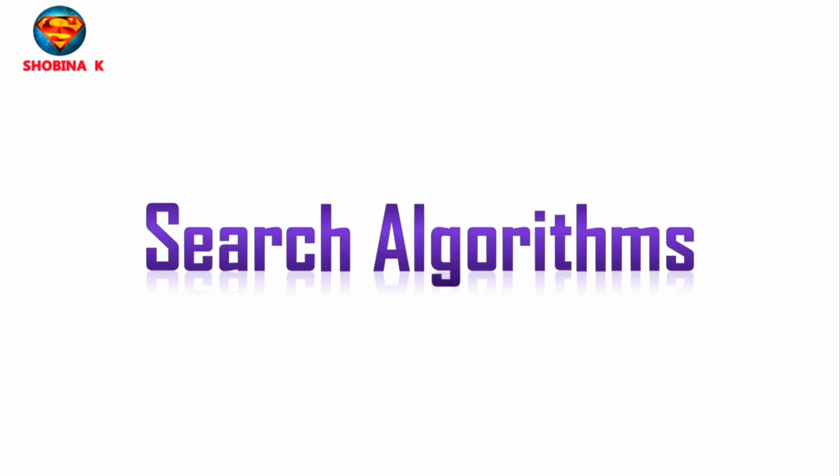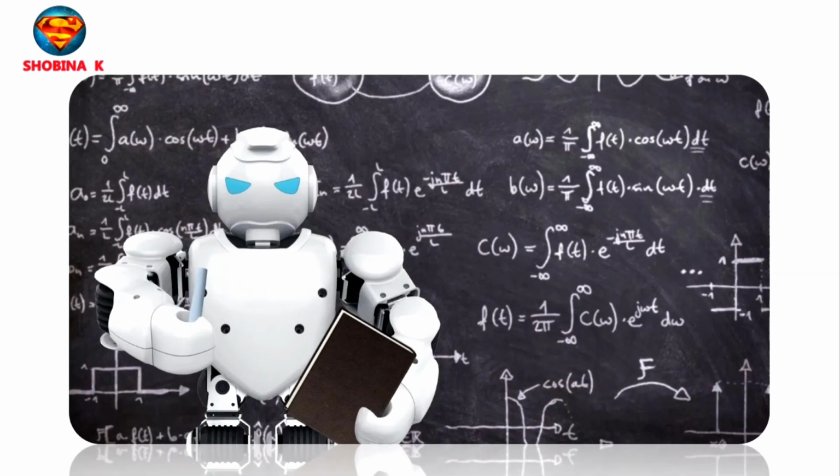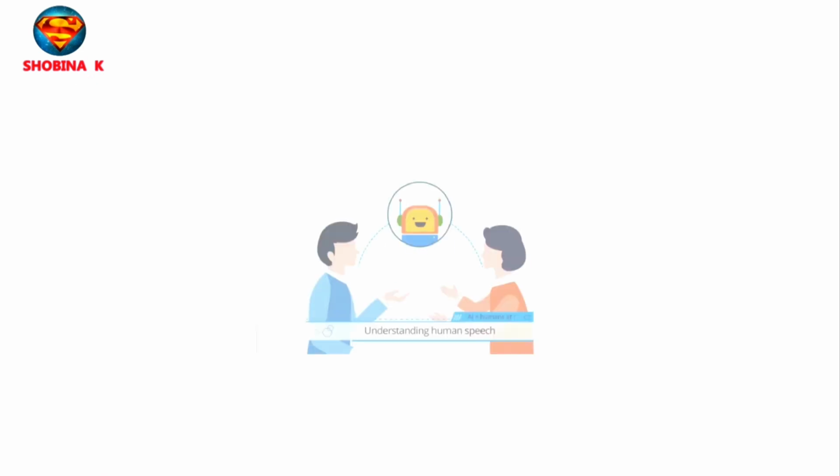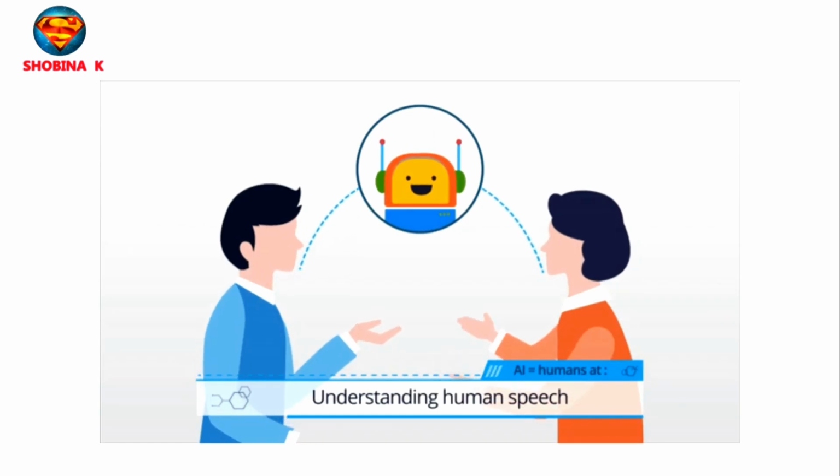Search algorithms are one of the most important areas of artificial intelligence. In this video, I will explain all about the search algorithms in AI. Artificial intelligence is basically the replication of human intelligence through computer systems or machines.